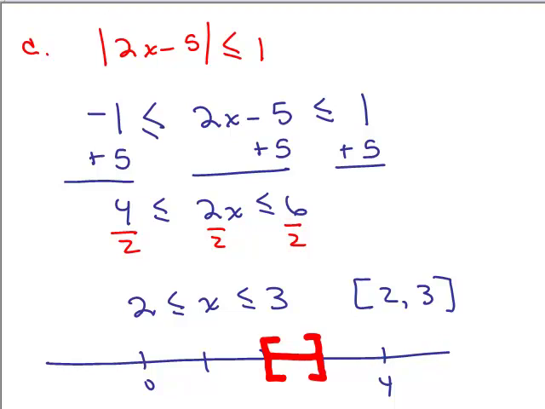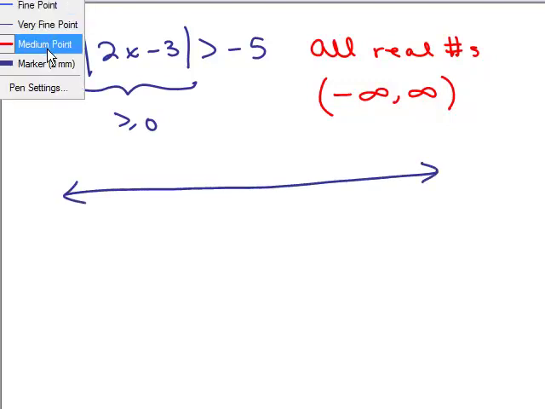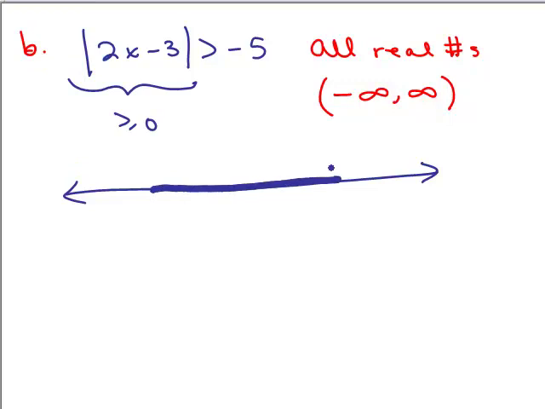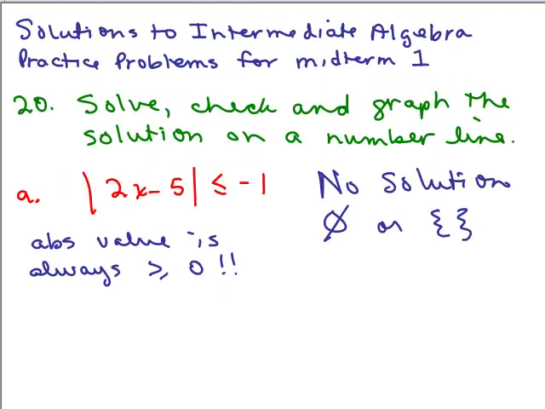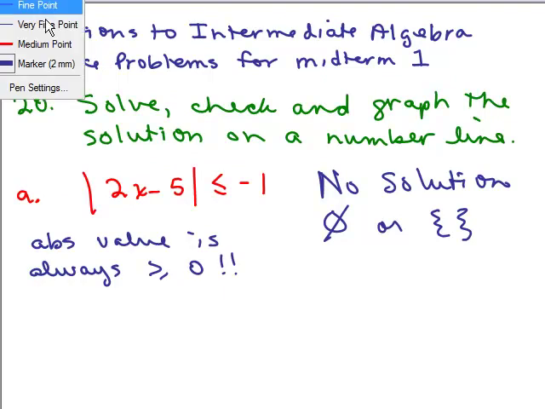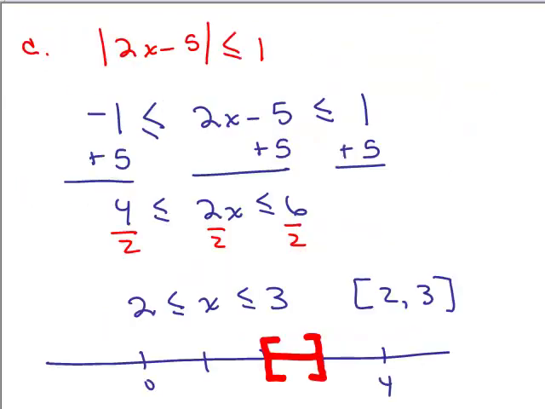Let's go back up to B for a second. I forgot to graph it. All right, to graph this, it's all real numbers. So we just graph the entire number line, and that would be the solution. On part A, if I were going to graph it, you have a number line, there's 0. It's no real number, so you don't have anything shown at all. Okay, so there's B, there's C.